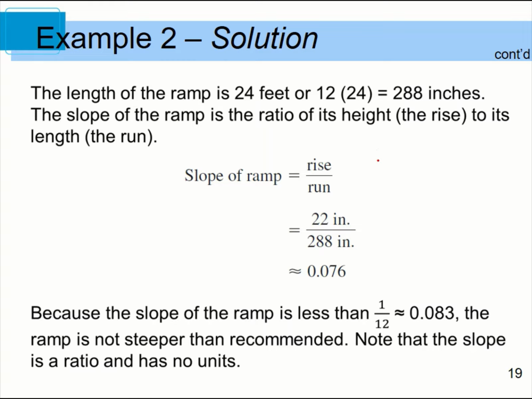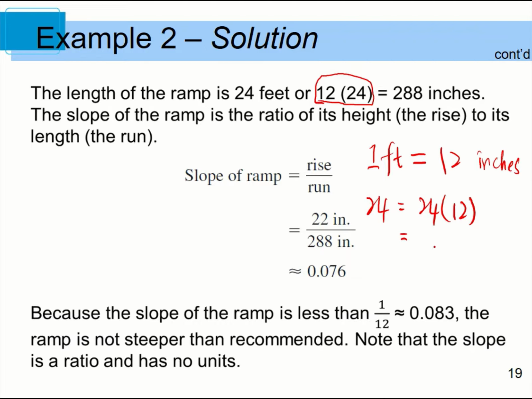288 inches. Just for your information, 1 foot is equivalent to how many inches? It's equivalent to 12 inches. So 1 foot is 12 inches. Of course, 24 feet will be 24 multiplied by 12 inches, so it's 288 inches. Now we have the difference of y as 22 inches, and the difference of x as 288 inches.